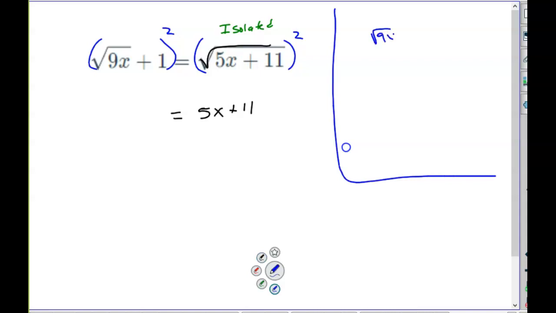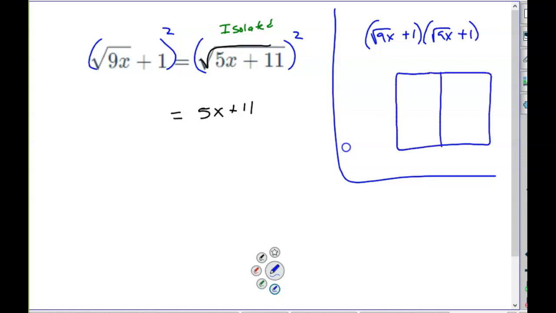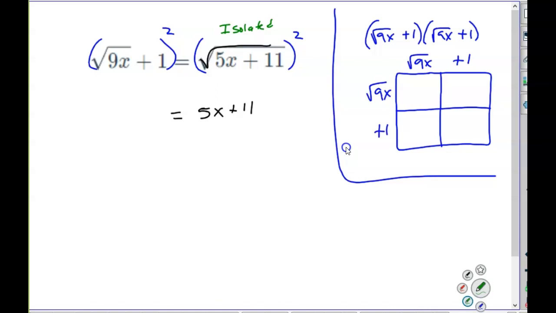So think of all this as side work. And I've got a square, the square root of 9x plus 1. Now, you could FOIL, but to be honest, I think students are going to be a little better with the area model here. And then we're just going to multiply the areas together.